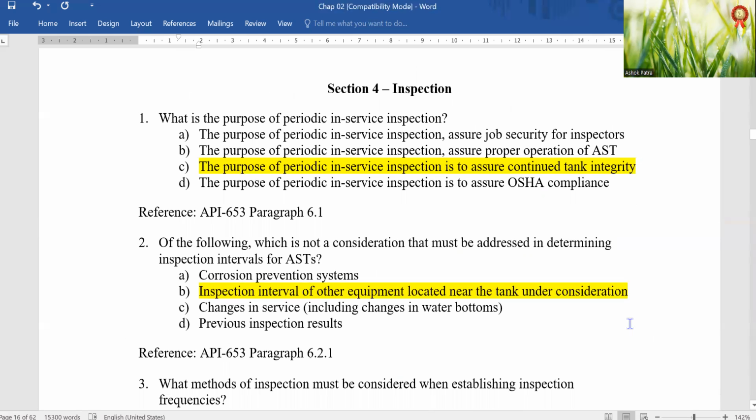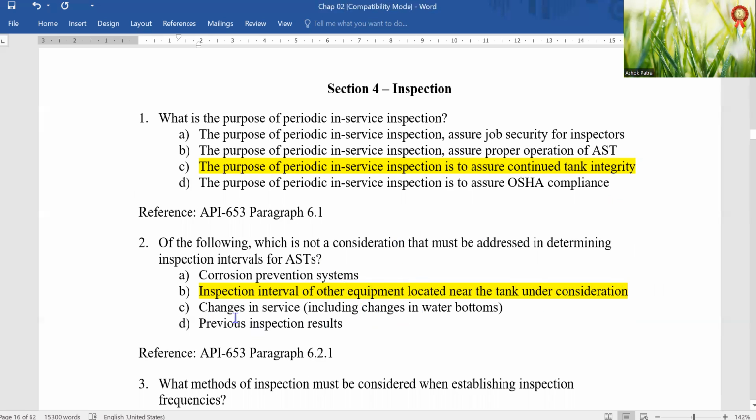Then comes inspection, chapter 6 really, but here section 4. What is the purpose of periodic in-service inspection? The purpose of periodic in-service inspection is to assure continued tank integrity. Of the following, which is not considered that must be addressed in determining inspection intervals for above ground storage tanks? Inspection interval for other equipment located near the tank under consideration. Not considered, not taken into consideration.